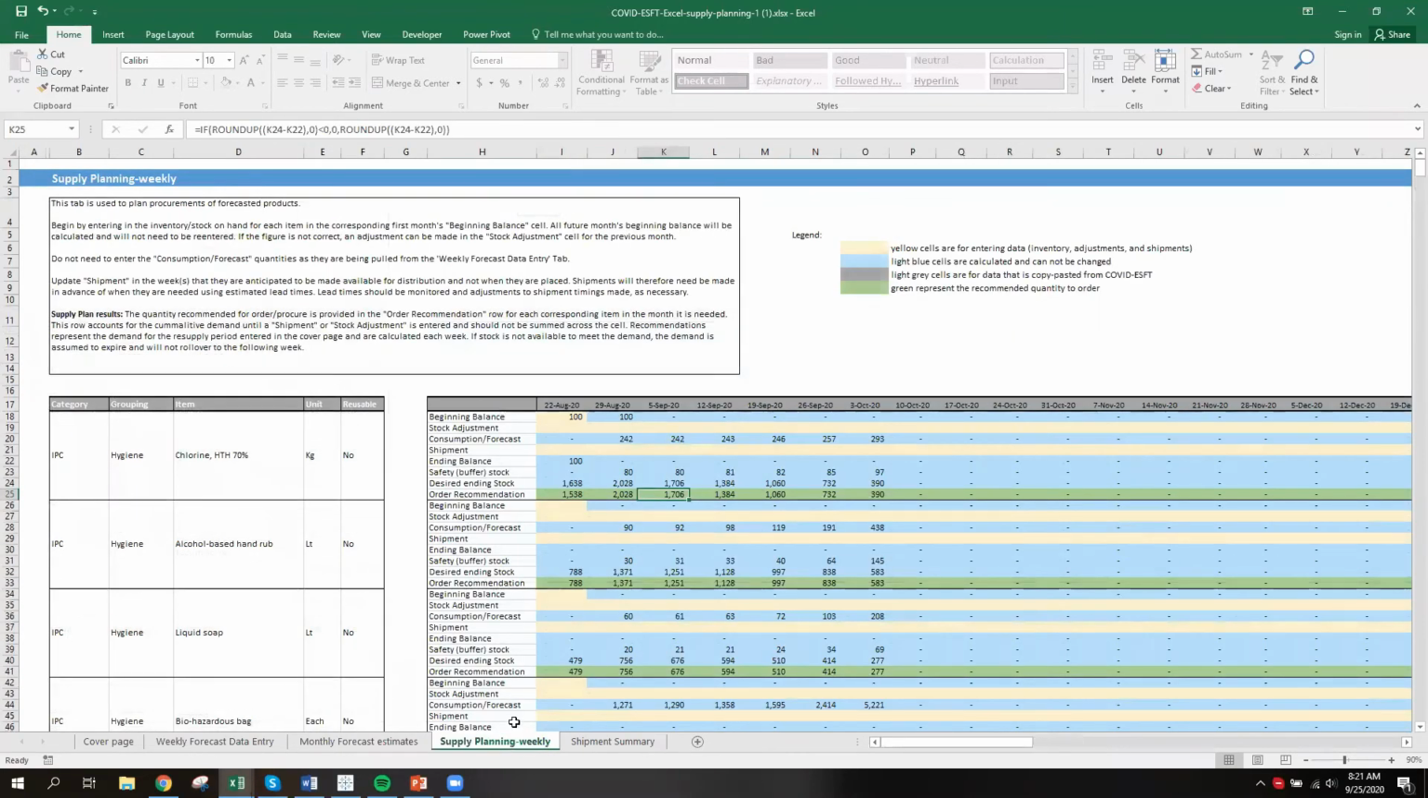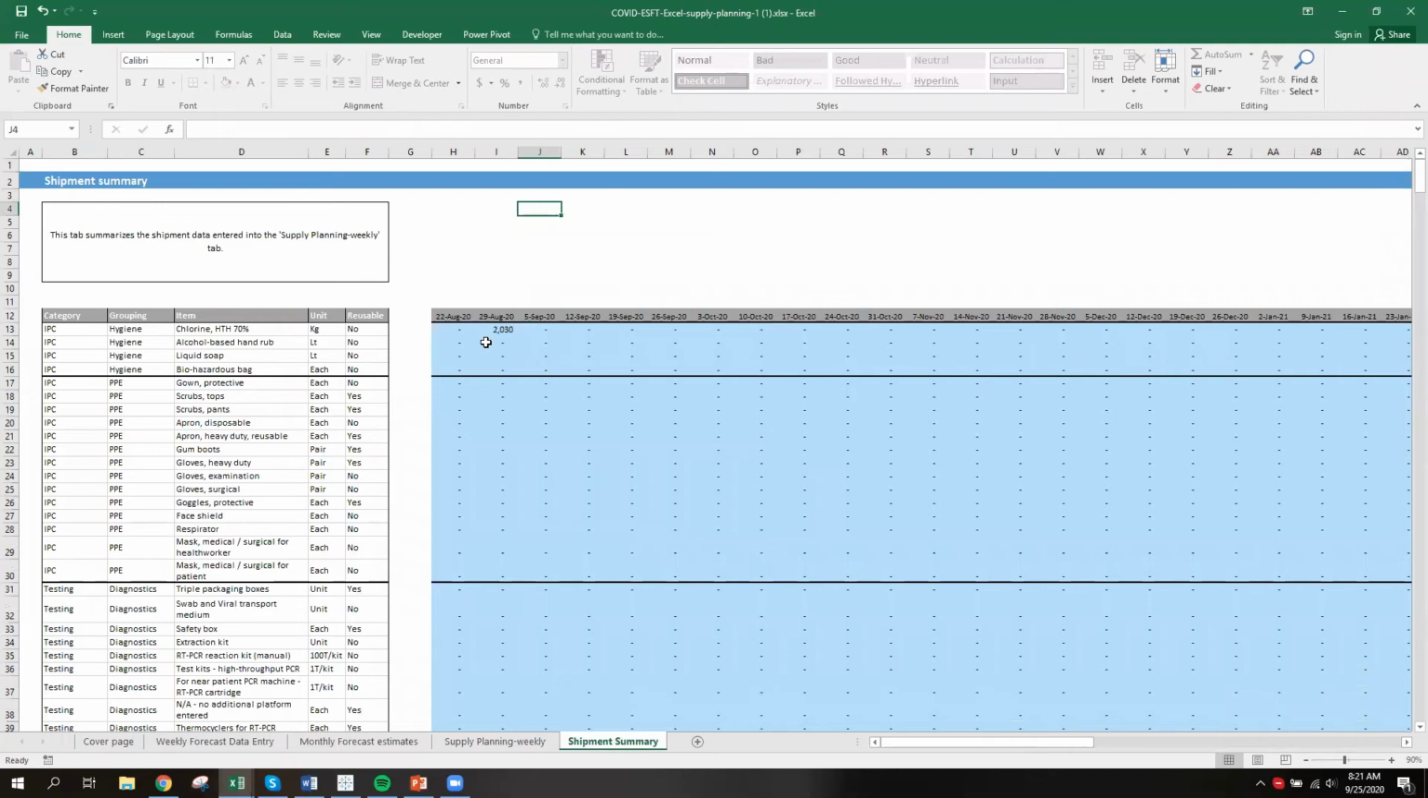And if I enter in a shipment, for example, here I say, yes, I'm going to get 2,030 units of such and such product, I will see that transferred into my shipment summary. And I know that by the beginning of August 29th, I would have needed 2,030 units ordered in time to be available here.